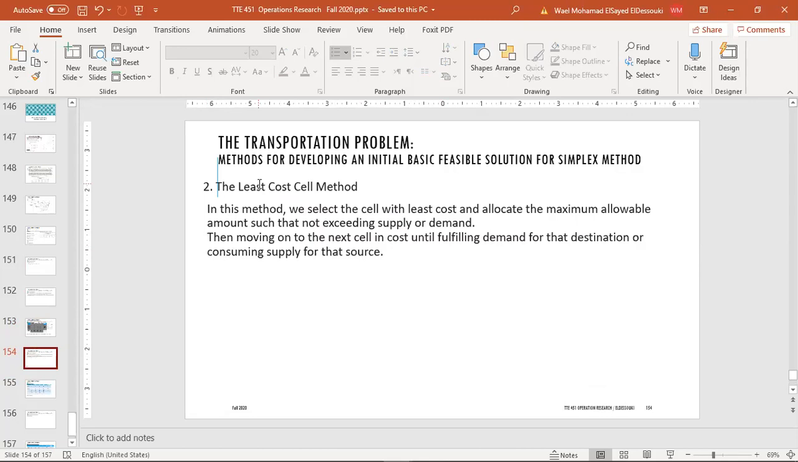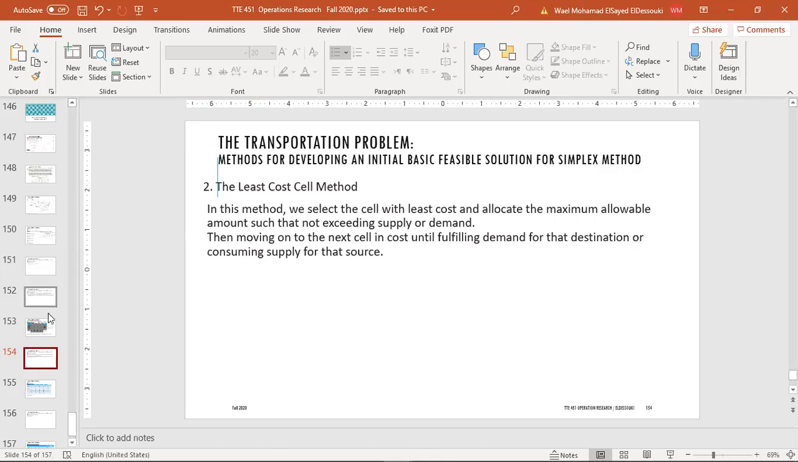That's the least cost cell method. This one is a little bit smarter than the previous method. Here we take into account the cost of the cells. We sort the cells according to the cost, then we start with the minimum. We assign the maximum allowable amount to the minimum cost cell, then we go to the next cell and so on.